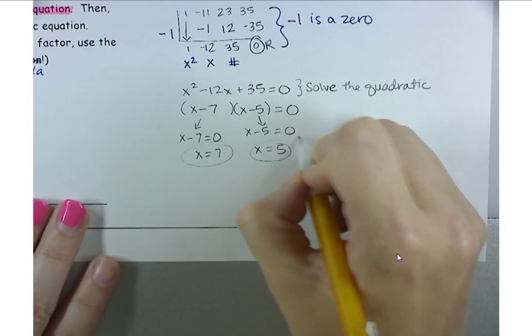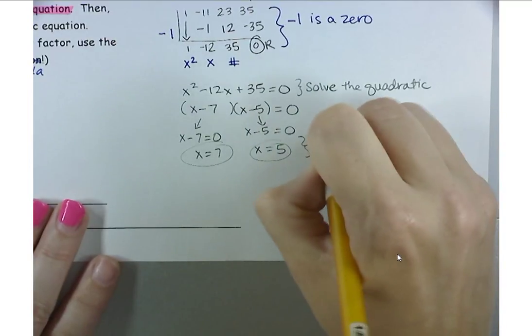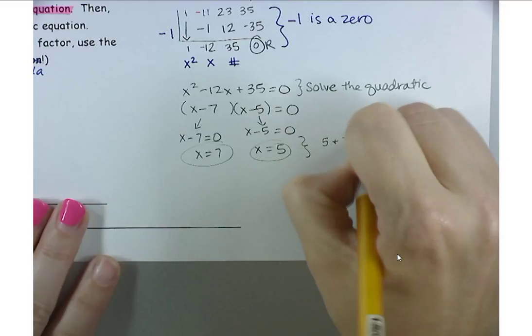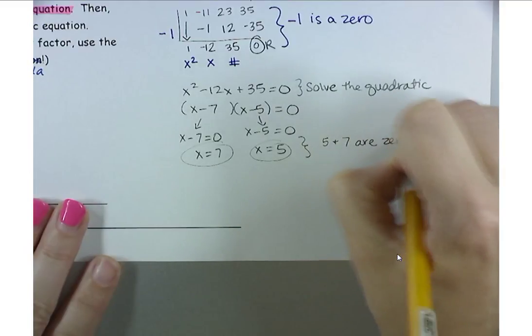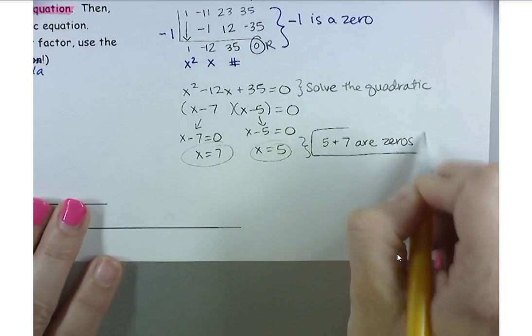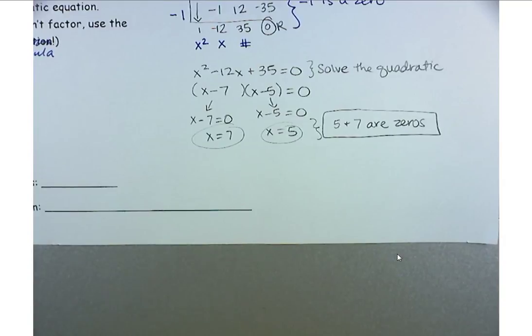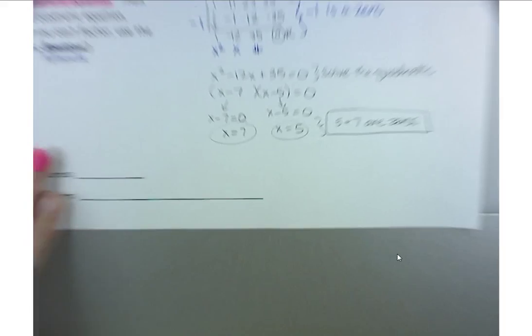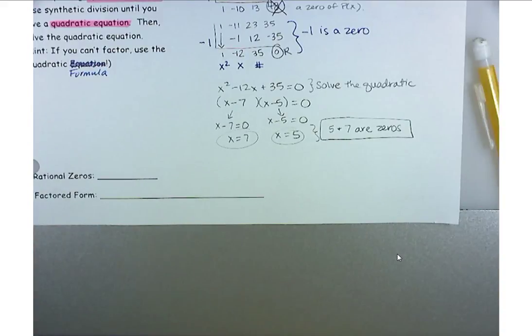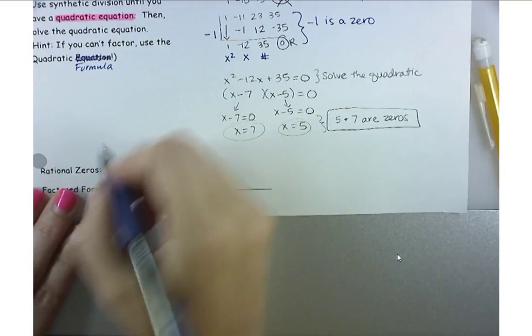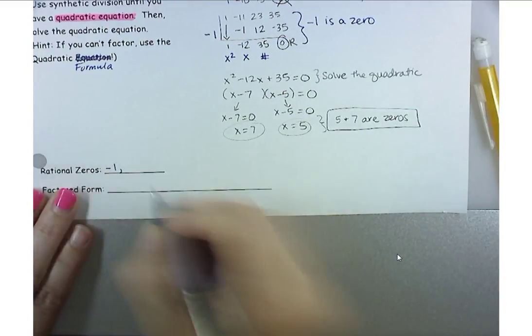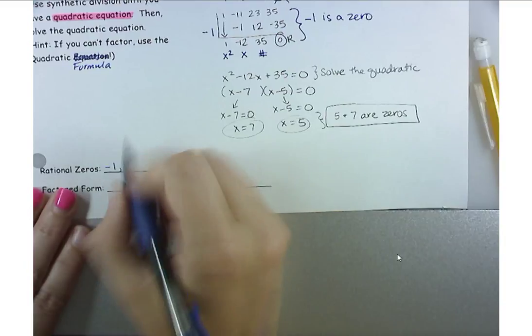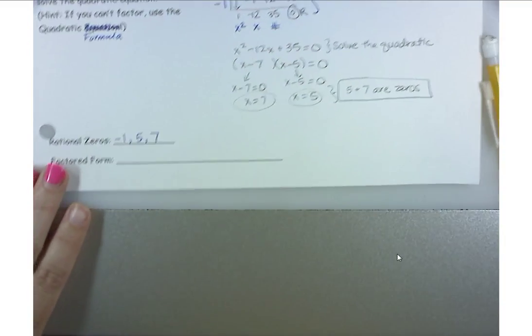Okay, so from this, we found that 5 and 7 are zeros. Okay, so now what we're going to do is we are going to list all of our zeros. And I'm just going to list them in numerical order. So negative 1, 5, and 7. And then we're going to write those in factored form.